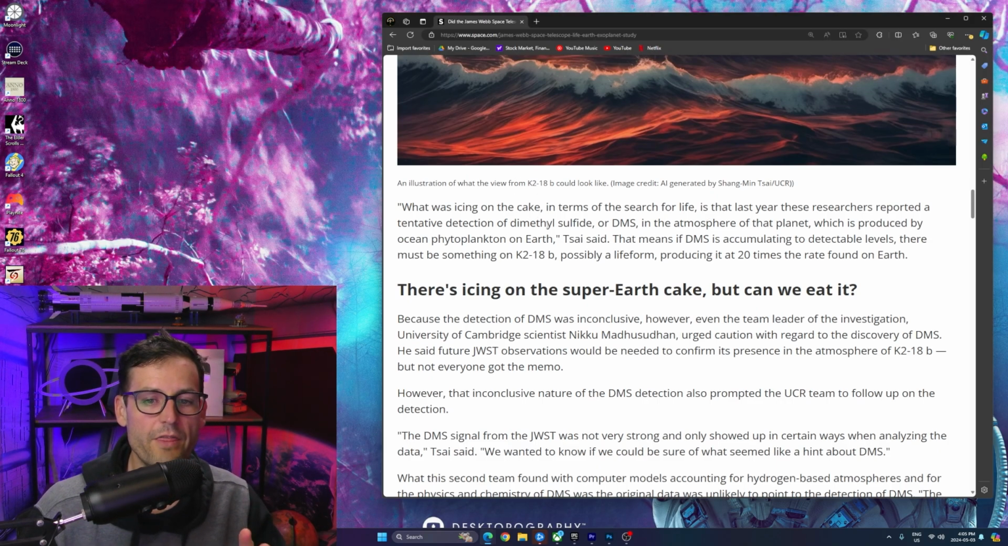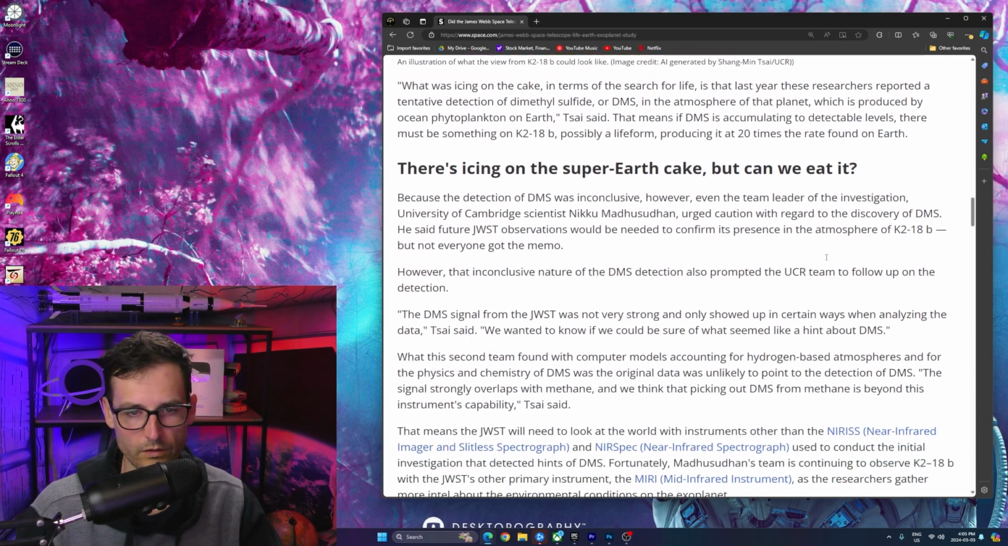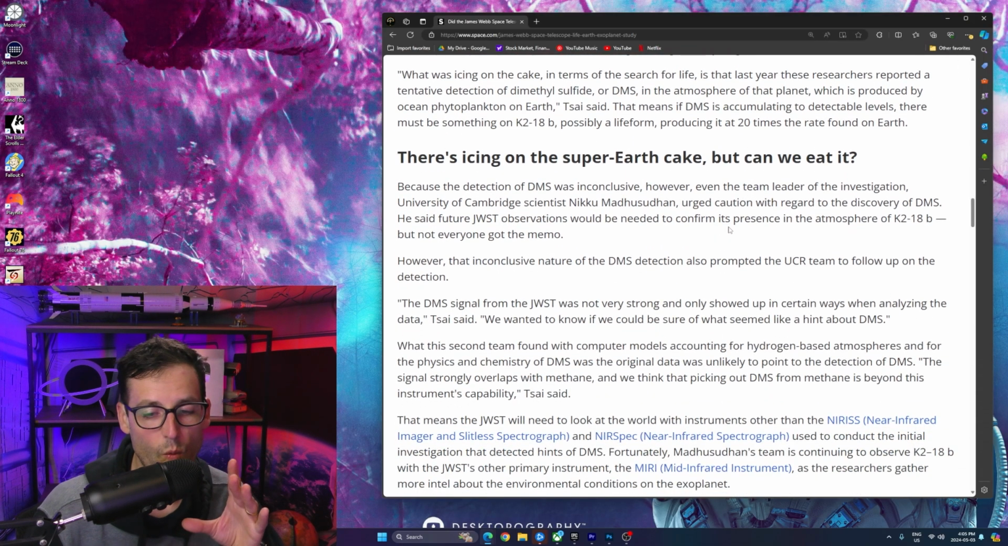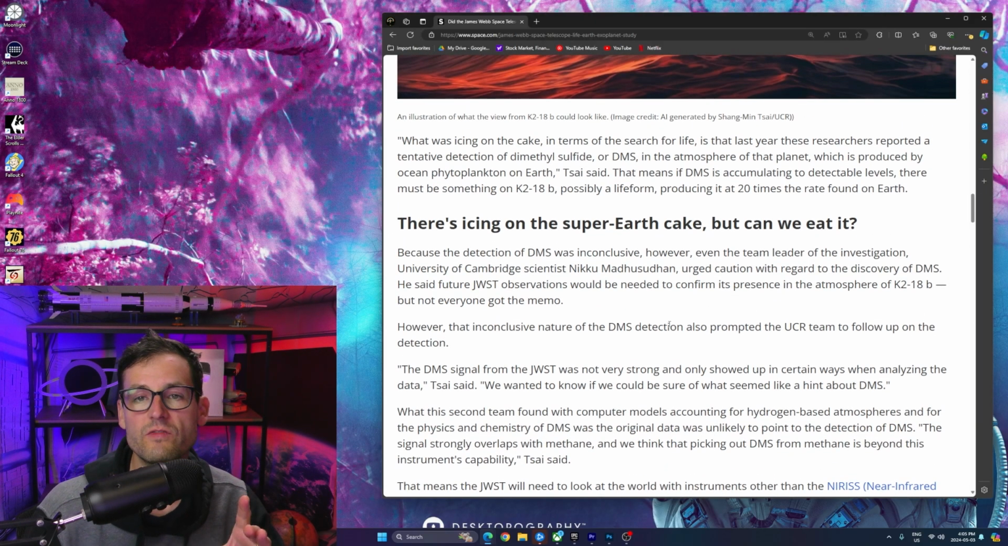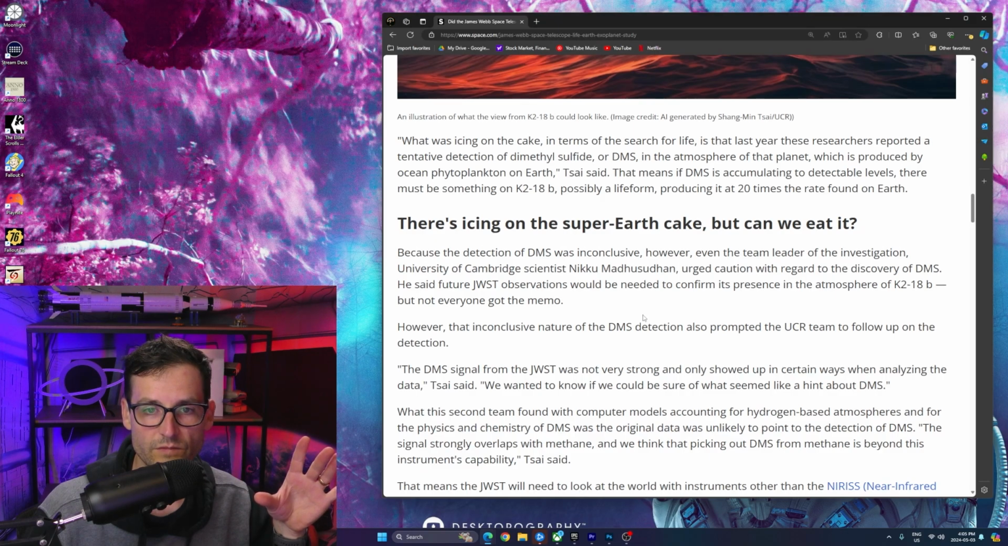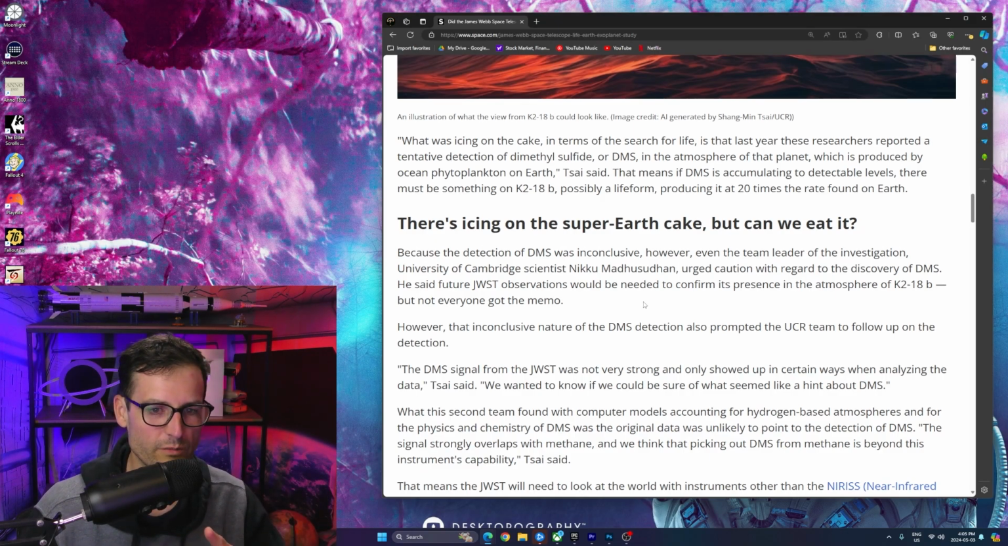So the icing on the cake in terms of the search: what they found was dimethyl sulfide, or DMS, in the atmosphere of the planet, which is produced on Earth by ocean phytoplankton. So that means if dimethyl sulfide is accumulating to detectable levels, there must be something, possibly a life form, producing it at 20 times the rate found on Earth. So that's where they were like, whoa. The atmosphere of this planet has the same dimethyl sulfide that is only produced by ocean plankton on Earth. So that's why they thought that this could have life.